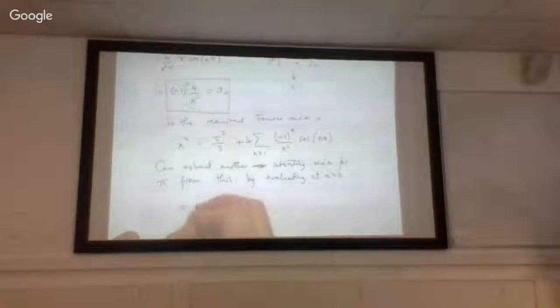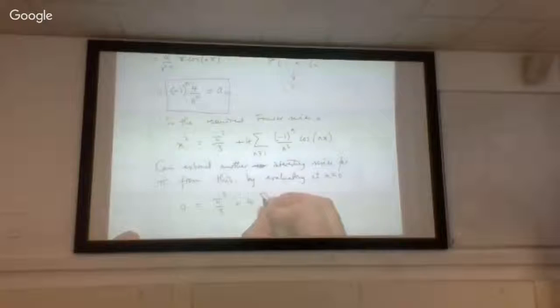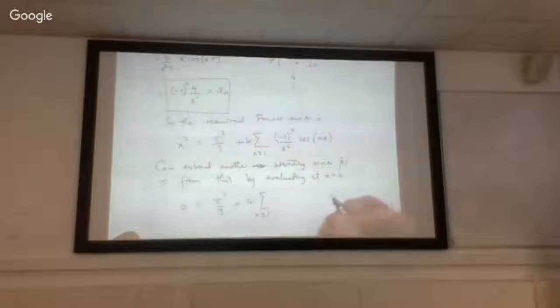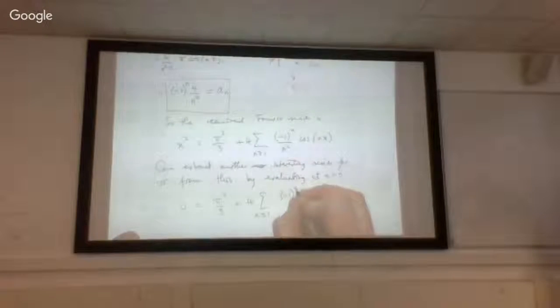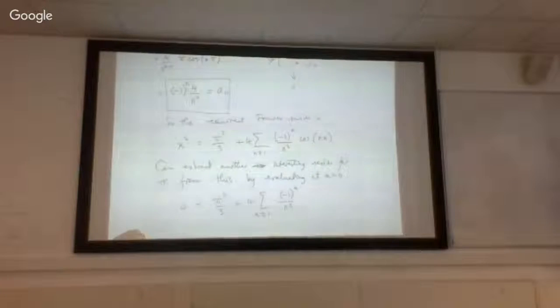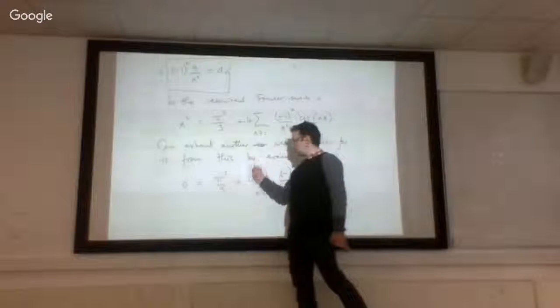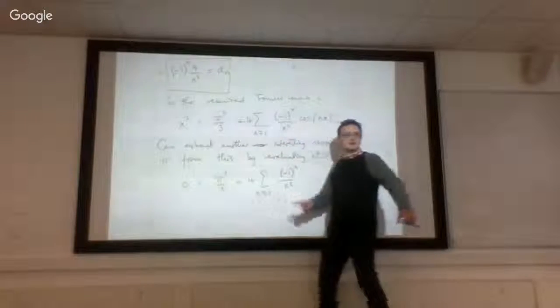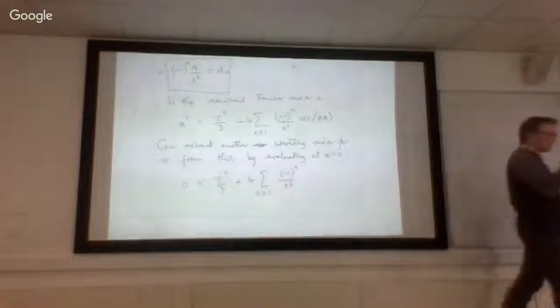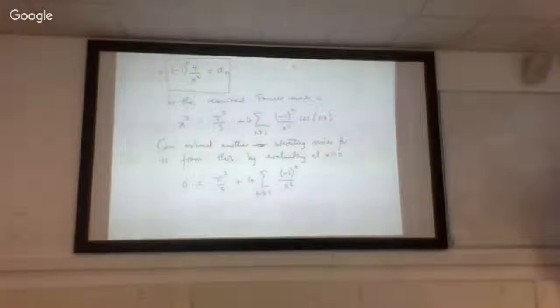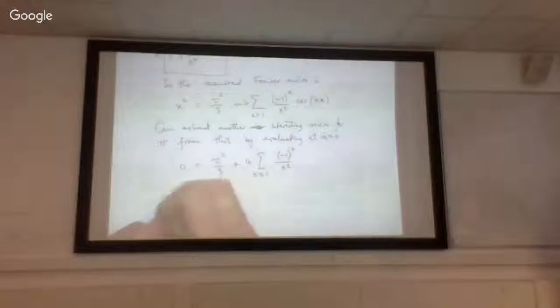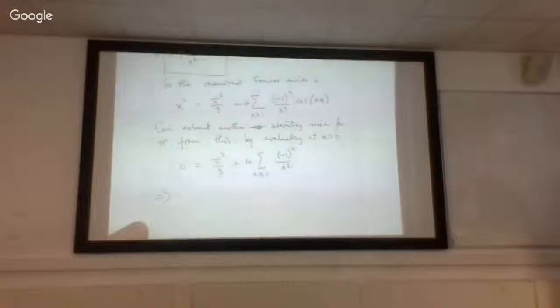It gives us that 0 is pi squared over 3 plus 4 times the sum, n greater than or equal to 1, of minus 1 to the power n over n squared. This is an interesting expression which can quickly get us a nice formula for pi squared. So not an infinite series for pi, but an infinite series for the square of pi. So what would it come out like?